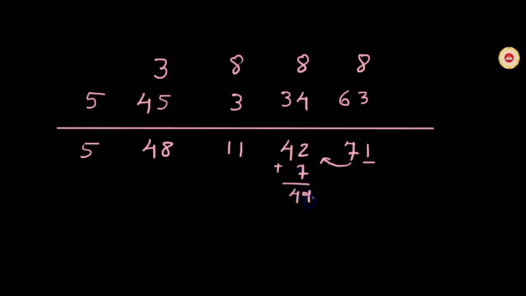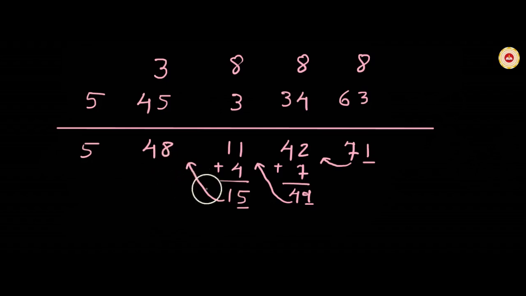Write 49. Now come to second part from right side. Retain units place digit 9 and pass tens place digit 4 to its immediate left. That means 11. 11 plus 4, because passing means adding. 11 plus 4, 15. Retain units place digit 5 and pass tens place digit 1 to its immediate left.